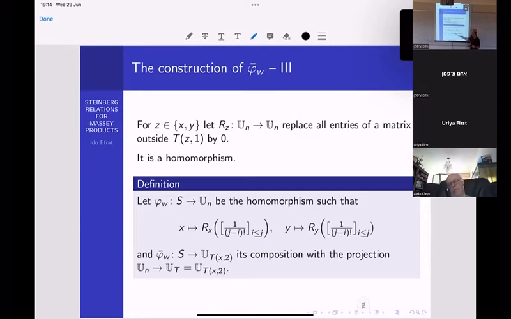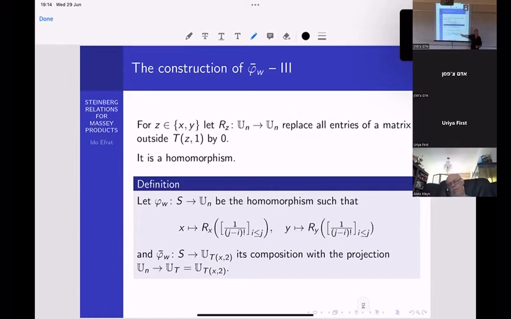I want a homomorphism into partial matrices. So we just project. We forget what happens outside.